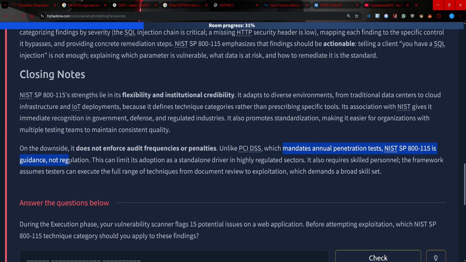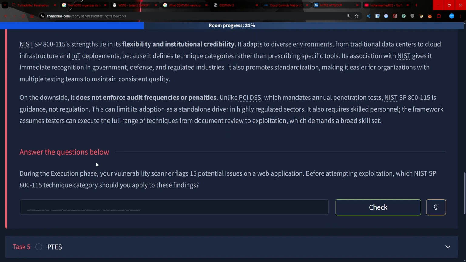NIST is guidance, not regulation. This can limit its adoption as a standalone driver in highly regulated sectors. It also requires skilled personnel. The framework assumes testers can execute the full range of techniques from document review to exploitation, which demands a broad skill set. Answer the following question.